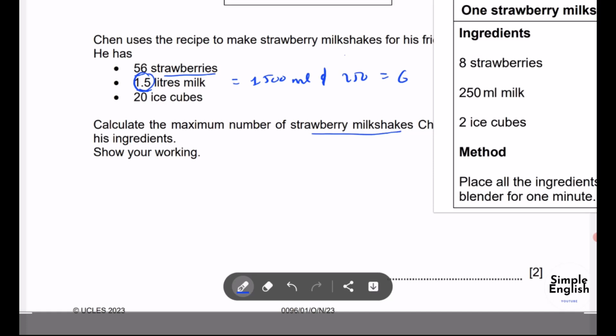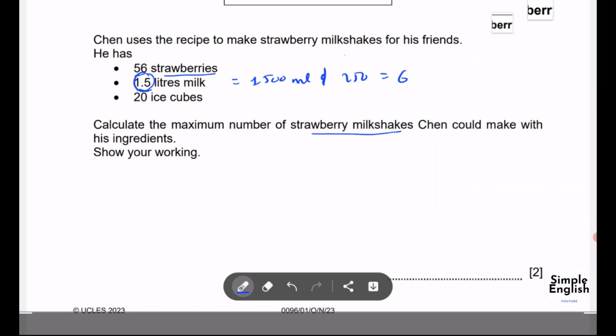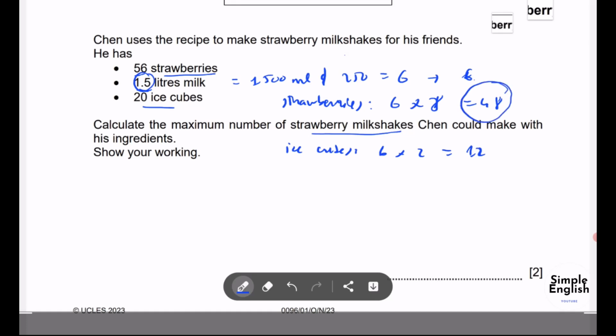6 milkshakes. So for 6 milkshakes, let's see what he needs. For strawberries, he just needs 6 times 8, right? 48 strawberries. Let's check the ice cubes. For 6 milkshakes he needs 6 times 2, which means 12. So this one is the answer, right? The maximum he could make means 48 strawberries.